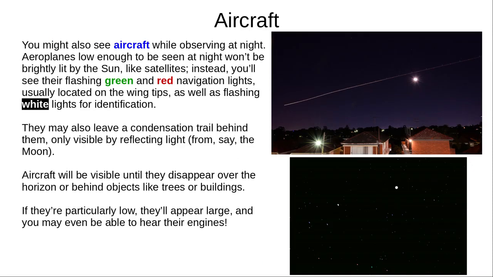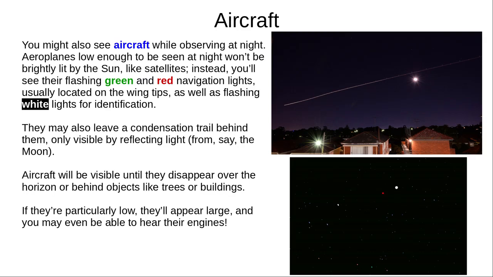And finally, we come to aircraft. At night, aircraft are too low to reflect the sun's light, but they have their own navigation and identification lights, which flash red, green and white. Depending on the weather, they may leave a condensation trail of water behind them, which might be lit by the moon. Aircraft are visible until they disappear behind trees, buildings or clouds, and if they're low enough, you might even hear their engines.